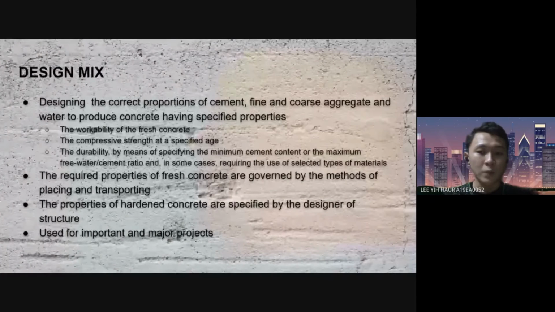Why? Because when a large volume of concrete is required for construction, minimizing the cement usage could save construction cost by designing an economical concrete while maintaining the strength and durability required.